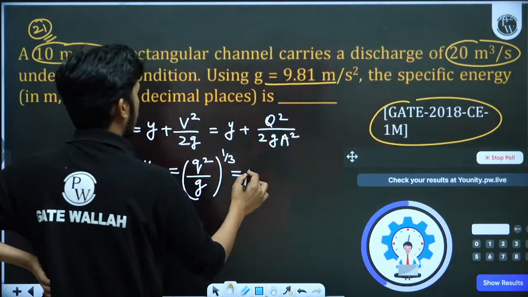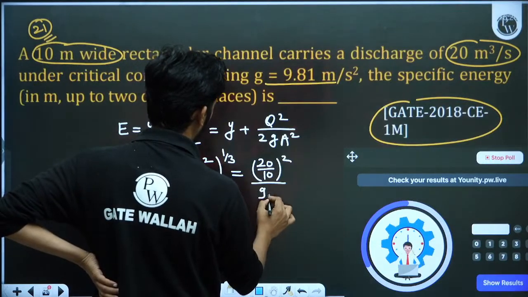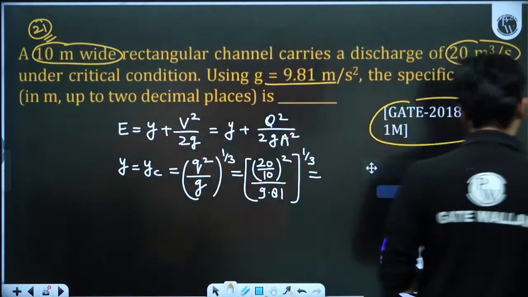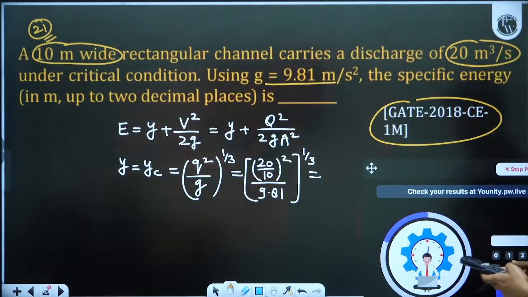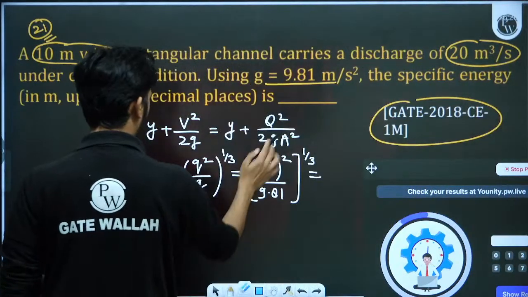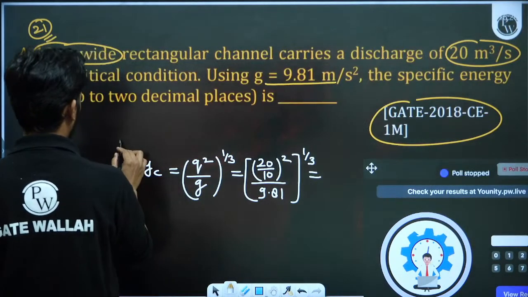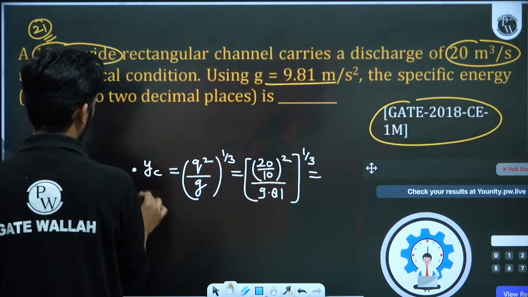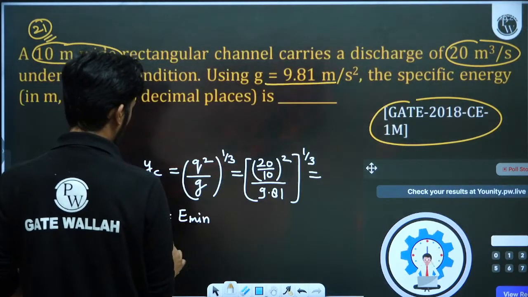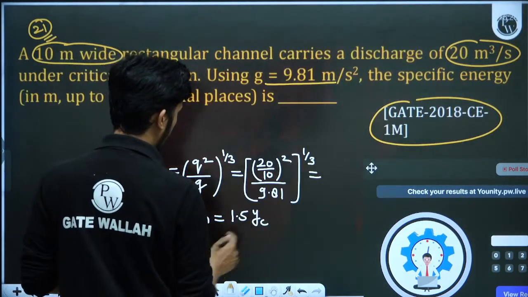So what is q? 20 by 10 whole square divided by 9.81 whole power 1 by 3. First let's calculate this value. And when y is equal to yc, we do not need this formula. When y is equal to yc, we can directly say E is equal to E minimum at y is equal to yc. So we can directly put 1.5 into yc. We can put directly this thing.